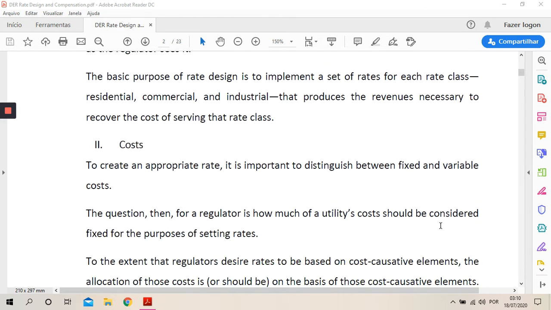The basic purpose of rate design is to implement a set of rates for each rate class: residential, commercial, and industrial, that produces the revenues necessary to recover the cost of serving that rate class.